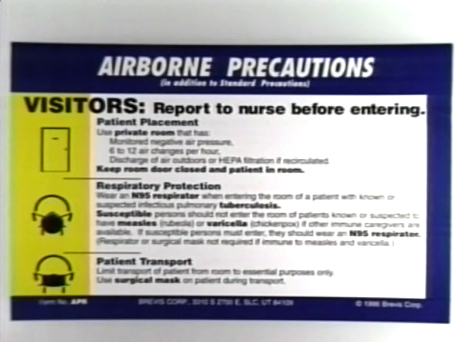Caregivers must wear an N95 respirator when entering the room of a patient with known or suspected infectious pulmonary tuberculosis. Susceptible persons should not enter the room of patients with known or suspected measles or chickenpox if other immune caregivers are available. If susceptible persons must enter, they should wear an N95 respirator. A respirator or surgical mask is not required if the caregiver is immune to measles and chickenpox. For patient transport, limit the transport of the patient from room to essential purposes only, and use a surgical mask on the patient during this transport.